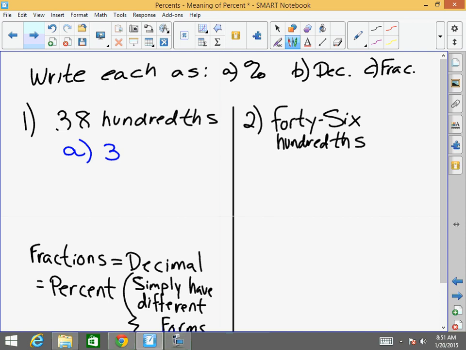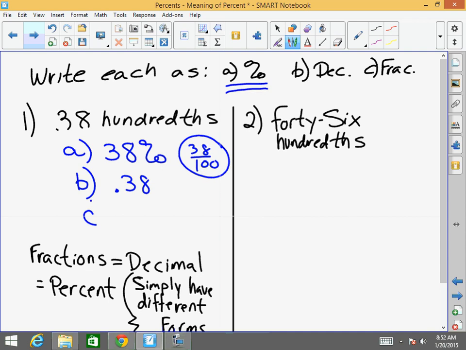No, it's not 38 over 100. That would be a fraction. How do we write that as a percent? 38%. Correct? Okay. The fraction of that would be 38 over 100. How do we read that fraction correctly? 38 hundredths. So how do I write that as a decimal? 0.38. Fantastic.